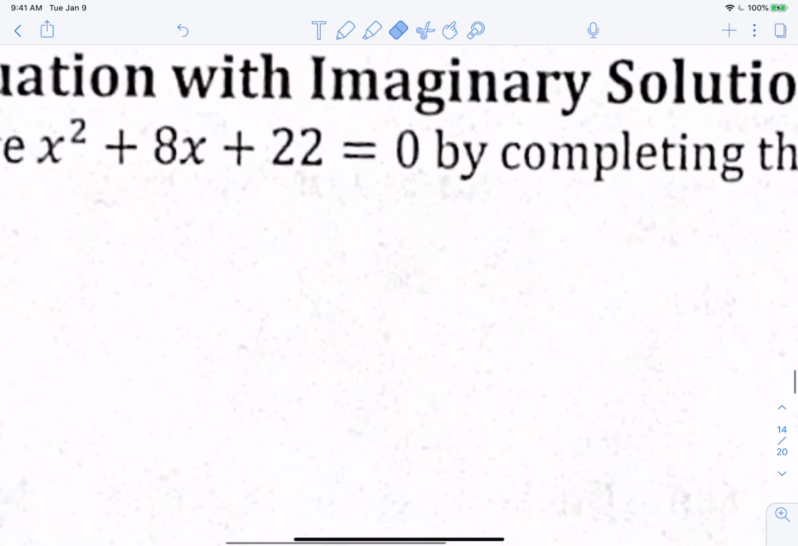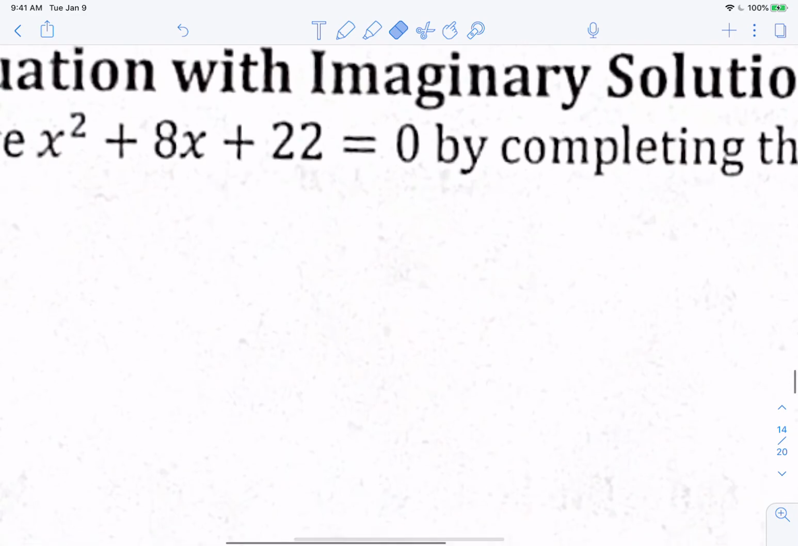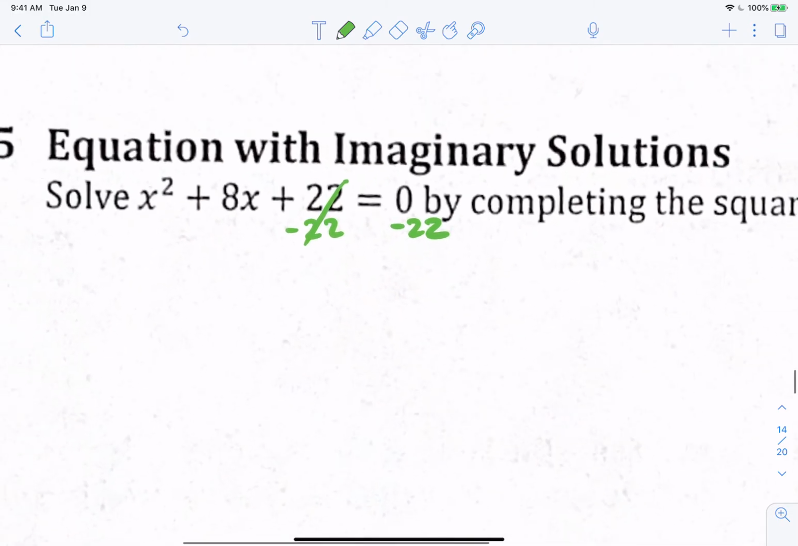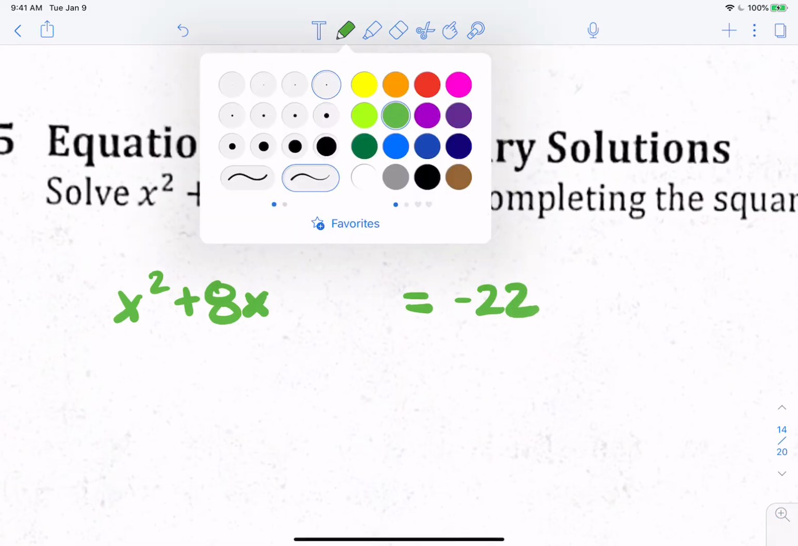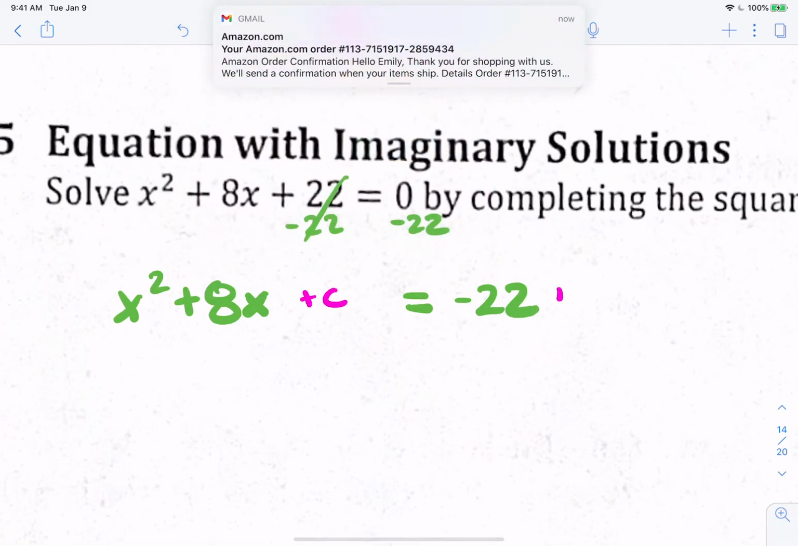First thing that we're going to do is what? Subtract the 22 over. Same steps. Minus 22, minus 22. You don't need to go crazy and put a hole in your paper. Subtract the 22 over. So I have x squared plus 8x, leave room for plus c, equals negative 22. I've got to figure out what plus c is.